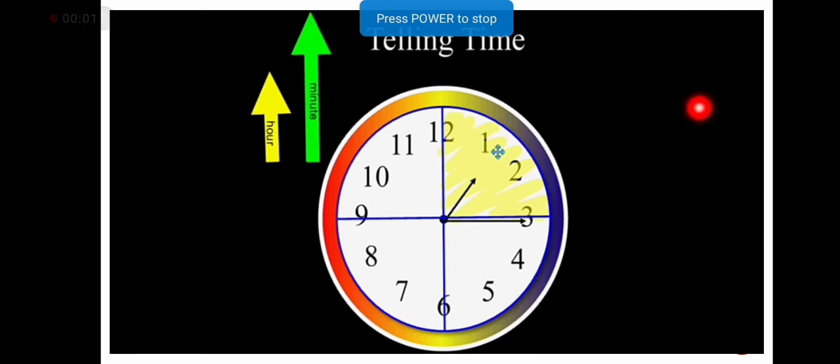You should always remember that each part of the clock, or each 15 minutes of the clock, is called a quarter. Now, how many quarters are there in a clock? There are 4 quarters in a clock.